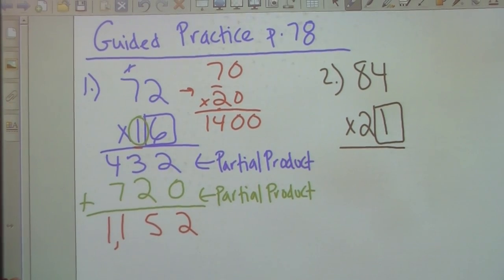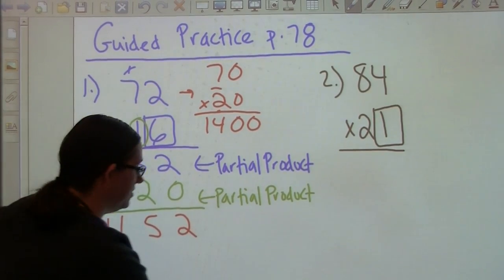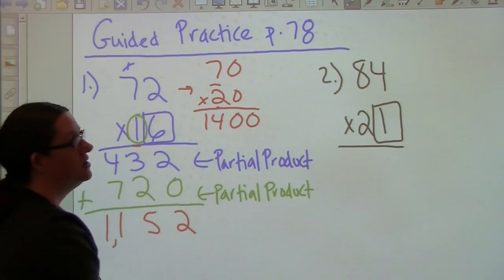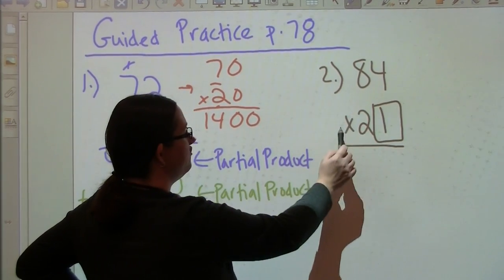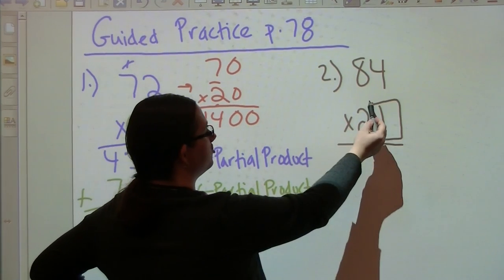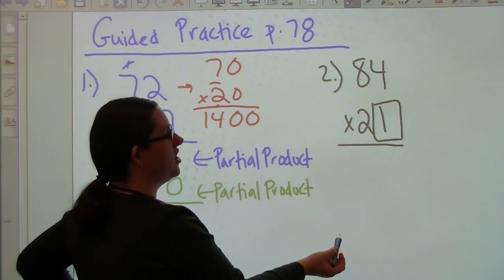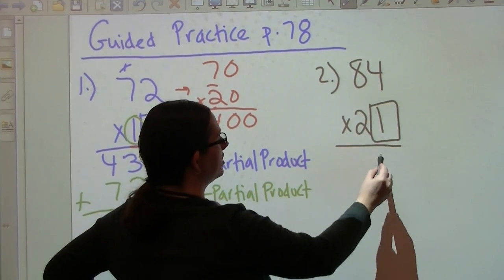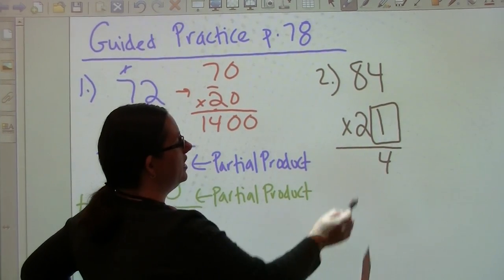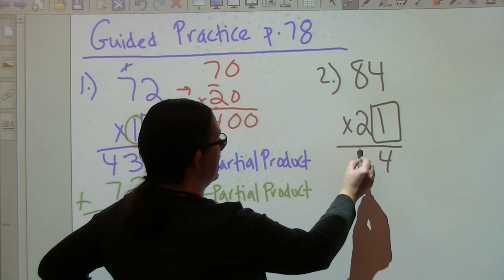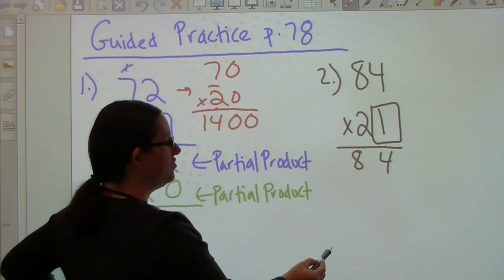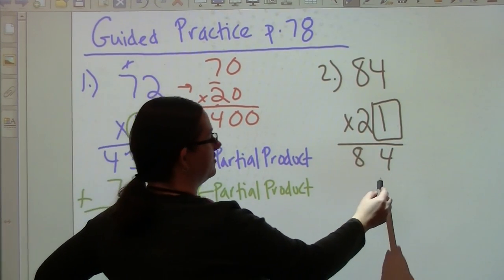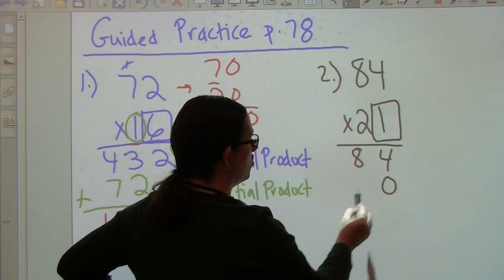All right, good job. Let's go and look at number 2 now. Please copy down 84 times 21. 84 times 21. Put your 1 in a box so we know where we're going to start. Again, we do step number 1, which is multiply the ones. 1 times 4 gives us 4. Good. And 1 times 8 gives us 8. Excellent. Okay, second step says to place that 0 under my first partial product in the ones space.